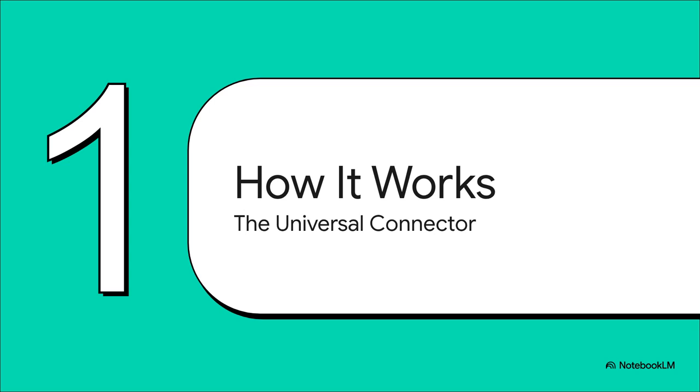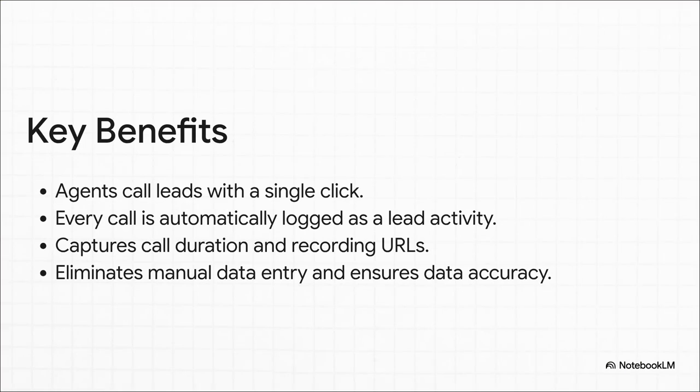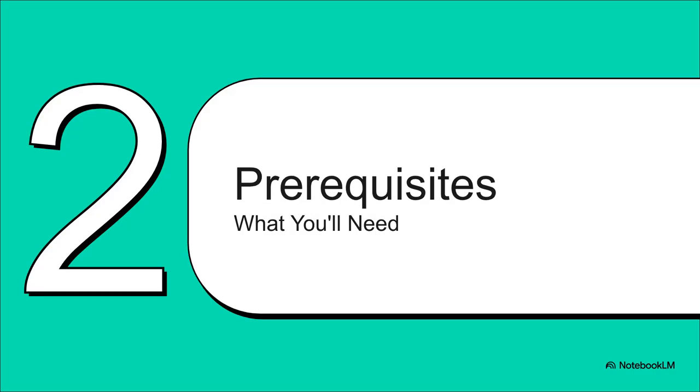So how does this all work? Well, the magic behind this is the Universal Telephony Connector inside LeadSquared. You can think of it as the bridge that seamlessly connects these two platforms and makes them talk to each other. The impact this has on your team's day-to-day is pretty immediate. Your agents can call leads with just one click. No more copy-pasting or misdialing numbers. Every single call, along with its duration and a link to the recording, gets logged automatically as a lead activity. This totally eliminates manual data entry, which not only saves a ton of time, but also makes sure your lead data is always accurate.